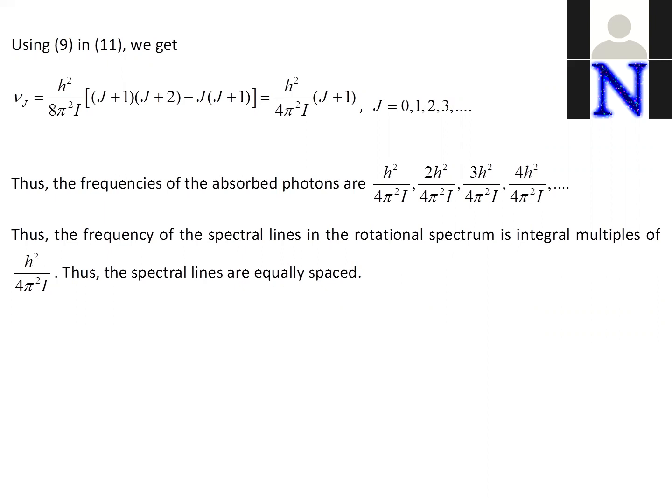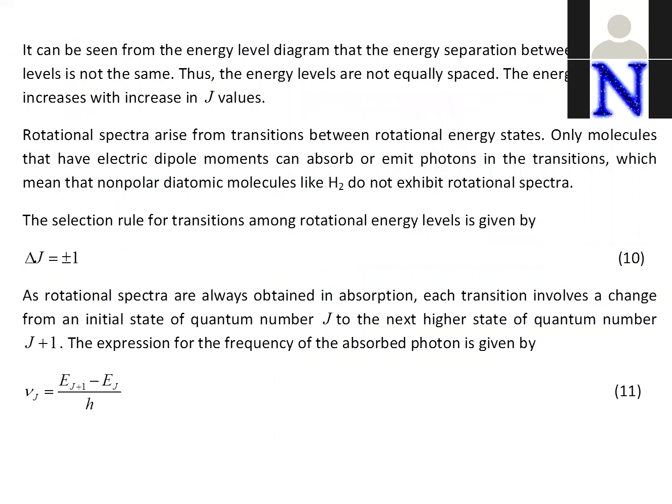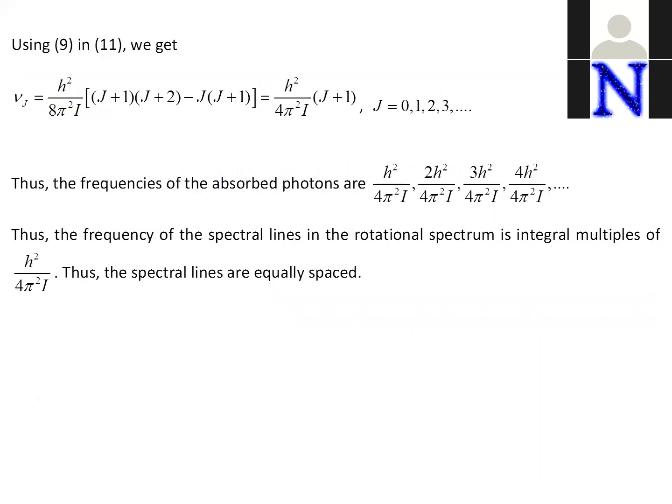It should be 4 pi square I, because as per equation 11 it is divided by h, and that one h cancels. I had left it in by mistake. But no problem, I will correct it before I send the notes. So therefore, I am going to get the expression for the frequency of the absorbed photon as h divided by 4 pi square I, into J into J plus 1.